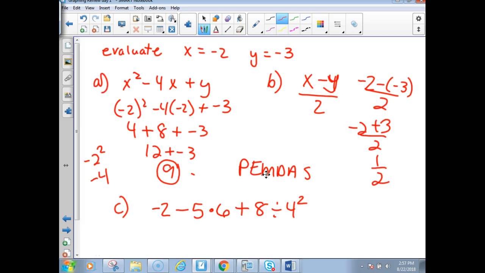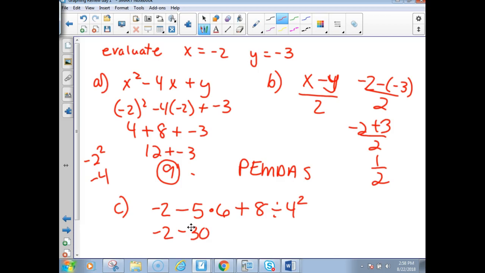Next, exponents. And then you do multiplication and division, which needs to be left to right, and add and subtract left to right. So I just made something up. This can come out pretty gross. Okay. So negative 2, let's see, minus 5. Before you subtract, what do you have to do? So I'm going to go ahead and multiply, because I can also do this exponent and division. So I'll go ahead and do 5 times 6.